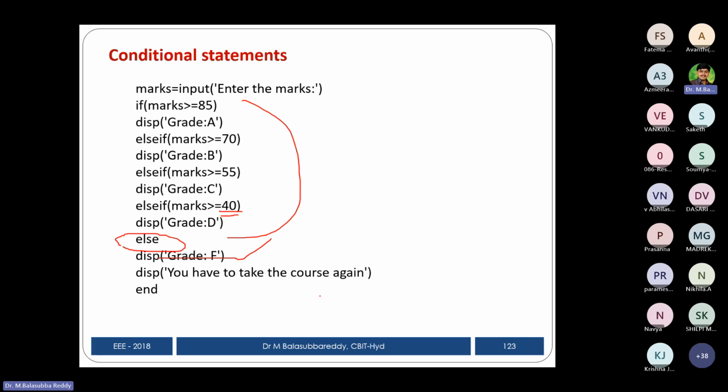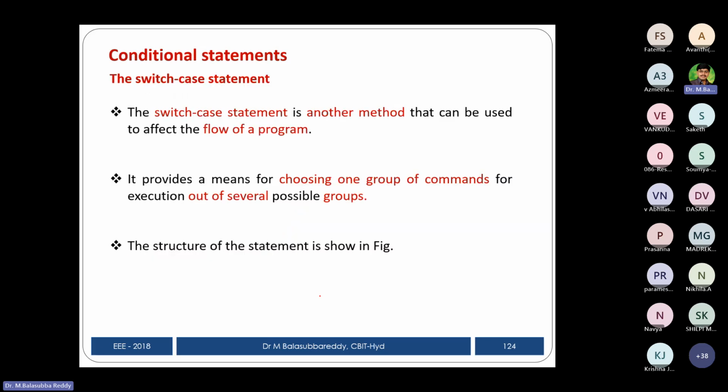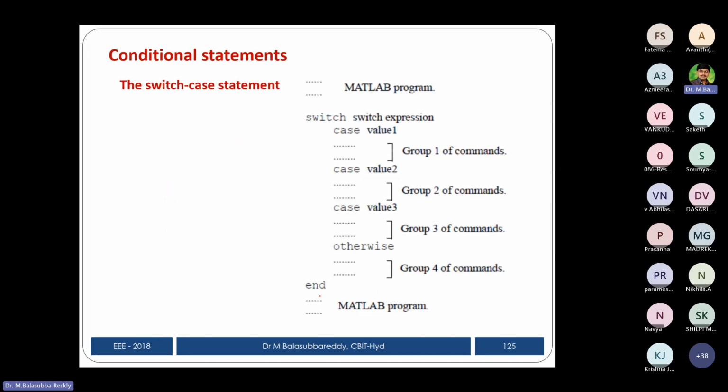This is how we can write the conditional statement. The first conditional statement is if else. Next we go to the switch case statement. It is another method to control the flow of the program. Different cases are written, and whichever case suits, only that portion of the case is going to be executed. That is the reason: choosing one group of commands to execute out of several possible groups. This structure you can see here.